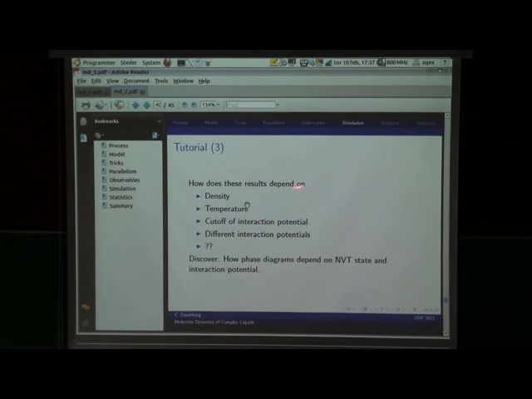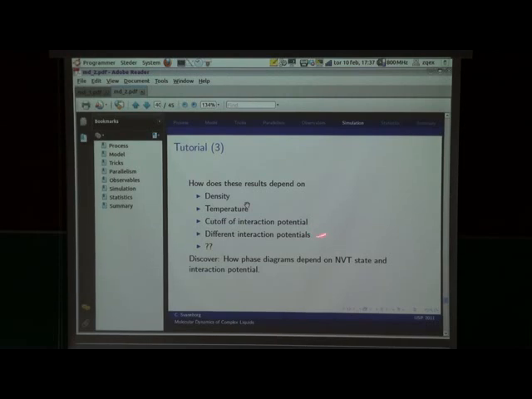Alright, so what we can start to study is how these results depend on the density. Of course, if you increase or reduce the density, the pair distance distribution is going to change. The diffusion constant is also going to change. If you change the temperature, what is going to happen? We could ask, I had the cutoff of the Lennard-Jones potential at 5. Is that good or is that bad?